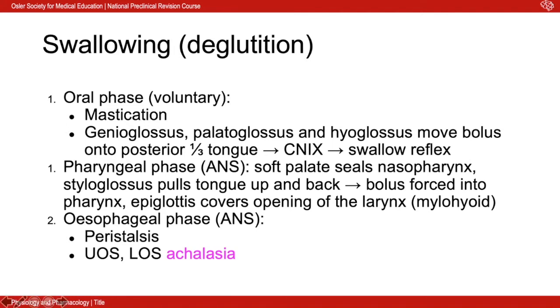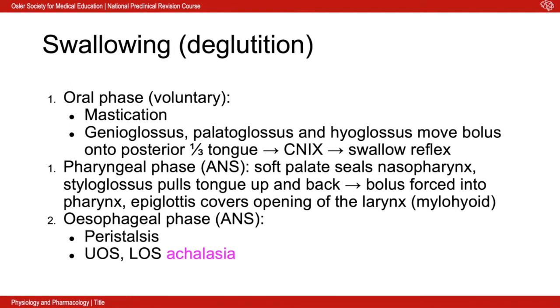And so the way that's prevented from happening is that the soft palate has to move up to seal the nasopharynx. And then you have the epiglottis covering the opening of the larynx. And that's done by this muscle called mylohyoid. And so once you've covered up the nasopharynx and the larynx, the food can only really go down into the esophagus. And so when the styloglossus pulls the tongue up and back, that forces the bolus of food into the pharynx. And then once the food's in the esophagus, you have the esophageal phase, and that's basically just peristalsis.